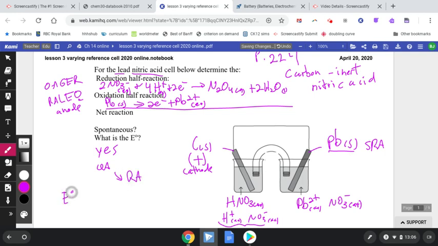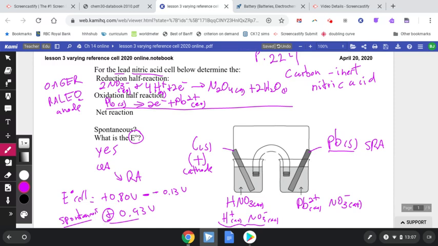If I wanted to calculate the cell potential, I could do that as well. Our cathode, the nitric acid, is positive 0.80 volts, minus the anode, lead solid, which is negative 0.13 volts. Negative minus a negative becomes a positive. Something else you should know is if it is spontaneous, then the electric cell potential is always positive. So a positive cell potential means spontaneous.